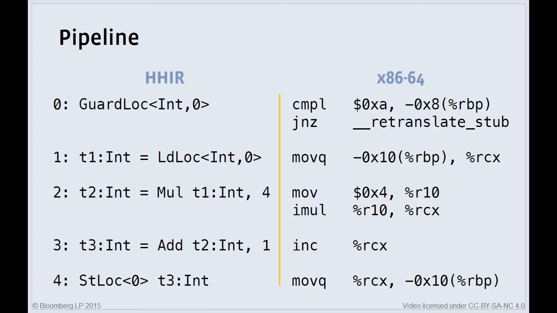If it is an integer, well, we can just load the local. This is in AT&T syntax. Load the local from hex 10 off of the base pointer into RCX. We can then load the constant 4, multiply RCX by the constant 4. We only need these 2 instructions here because it turns out you can't multiply by an immediate in x64. We're going to add 1, just the increment instruction, and then store back to this location, which is the location of the local, the same one we loaded here. Fairly straightforward compilation here. Going from HHIR into assembly is not terribly complicated, and this is what it looks like.